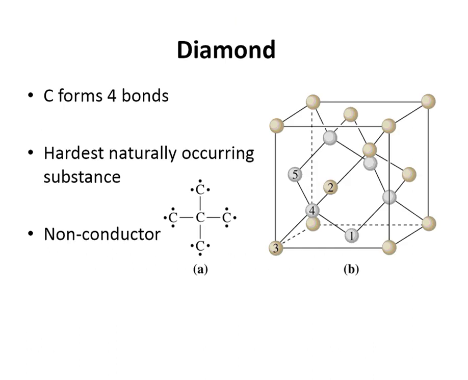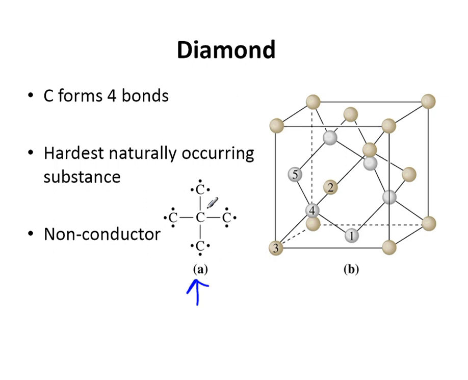So first, let's take a look at diamond. Diamond, we know, is one of the hardest substances on the planet. It's made up of carbon. It's not a good conductor, but it's very strong. So what happens? All of the carbons in diamond are bonded to 4 other carbons.